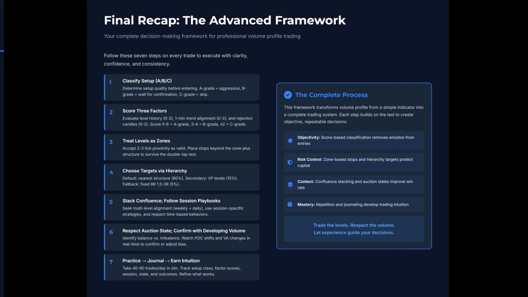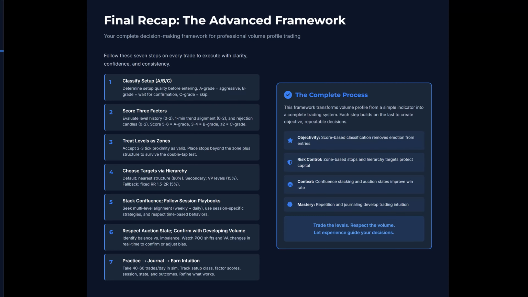Now let's summarize the complete process. This framework transforms volume profile from a simple indicator into a complete trading system. Each step builds on the last to create objective, repeatable decisions. Here are the 4 pillars of the system.